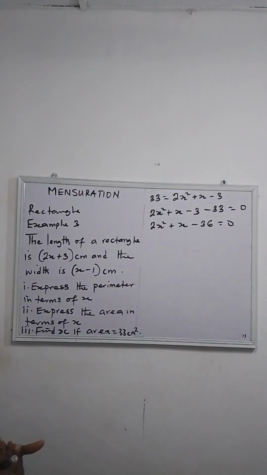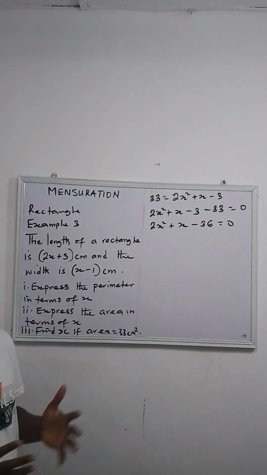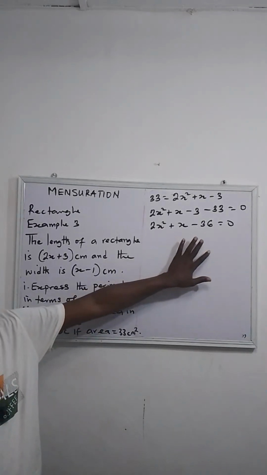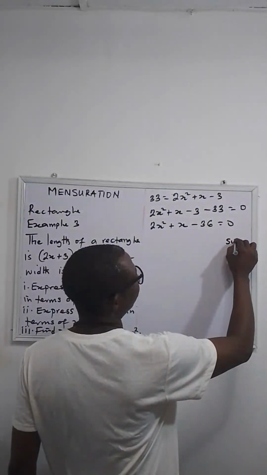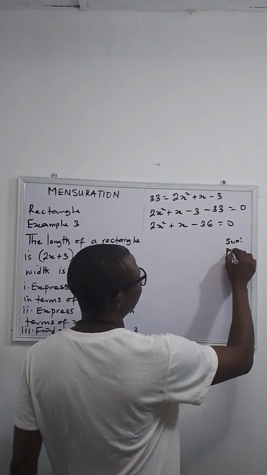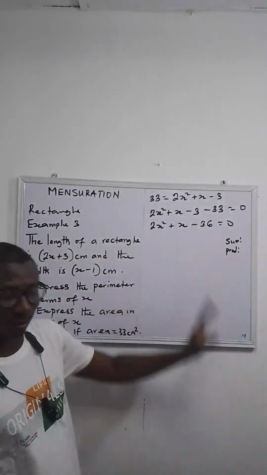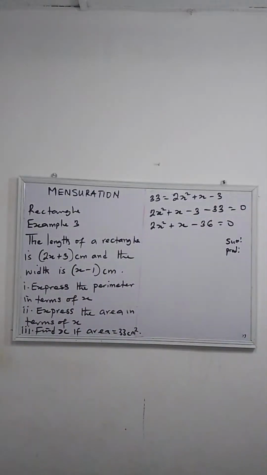So how do we solve a quadratic equation? I think we've done that in my previous video. We've done a lot of questions on quadratic equations. So what we need to do here is to identify the sum and product. So what is going to be the sum and what is the product? So I want you to drop that in the comment section. What is the sum and product of this quadratic equation? So if you have your answer, drop that quickly in the comment section. The sum and product. Yes.